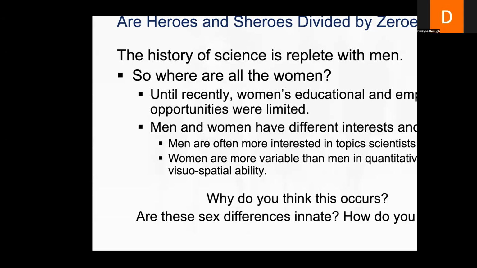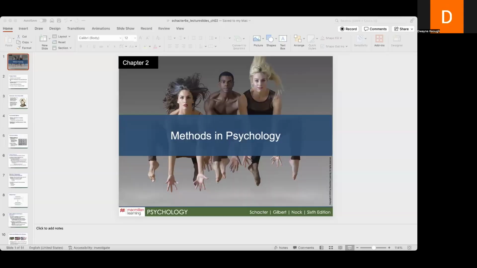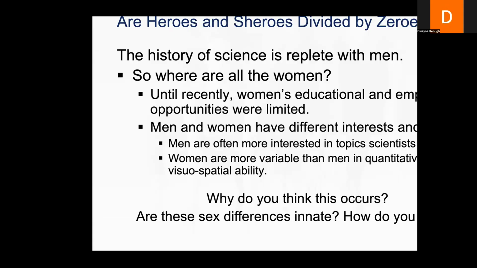But the history of science, and particularly psychology, is also filled with men. So where are all the women? Well, they weren't allowed to participate in higher education. Today, as of 2018, 70% of all graduate students are female. The historical perspective that females weren't permitted to do this is no longer the case. But I do recognize that the previous historical perspectives limited the education of women as well as the employment opportunities.